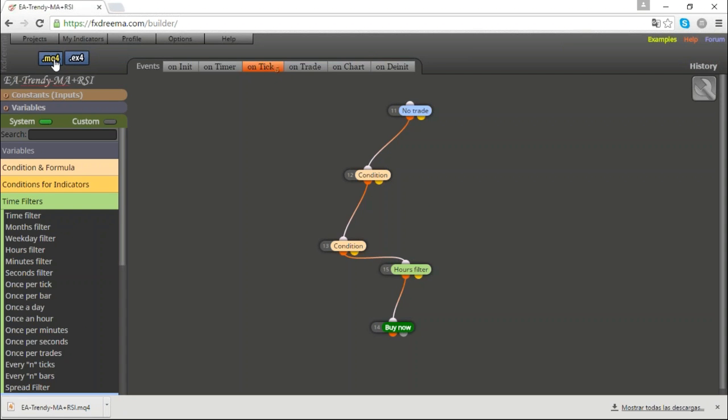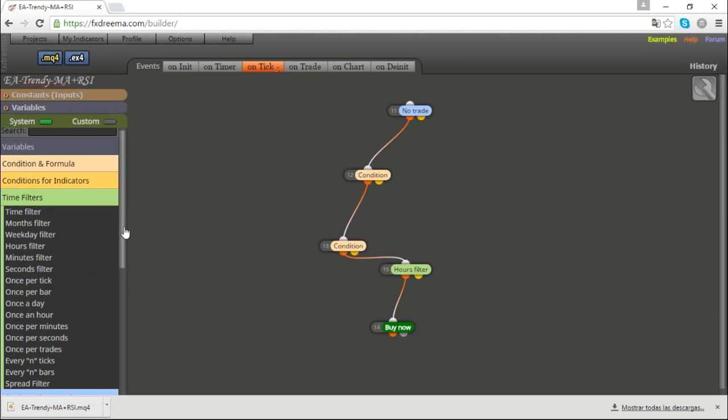Let me tell you that MetaTrader is really like the number one platform for traders worldwide. I would say 95% of the brokers use MetaTrader for different reasons. And the good thing about FXtreema, you can use both MetaTrader 5 and MetaTrader 4. So you just input your indicators here, and as I said, if you have less than 10 rules, it's for free, and you can play as much as you want. Export it to MQ4, that's MetaTrader 4, and you make your bots in absolutely no time.